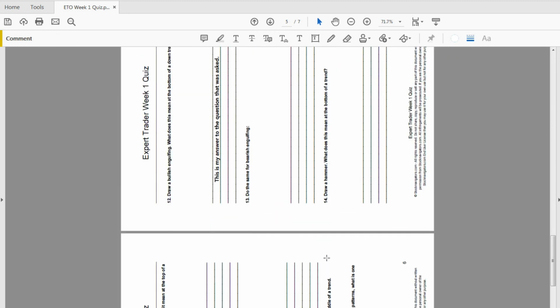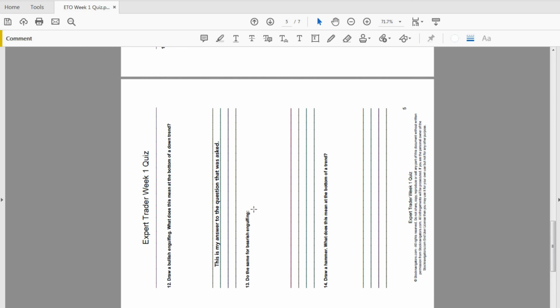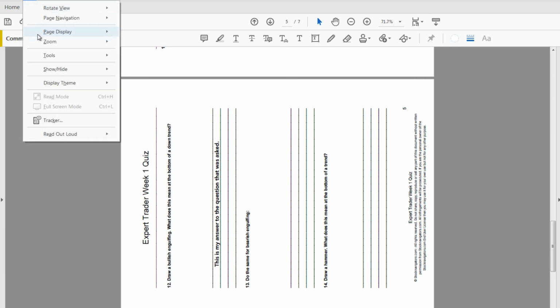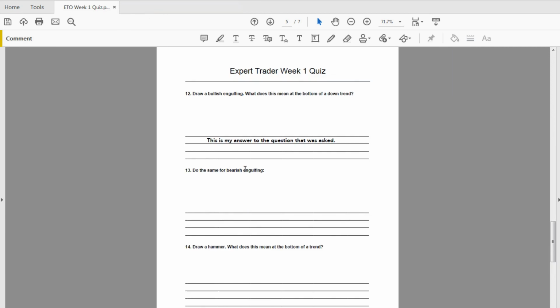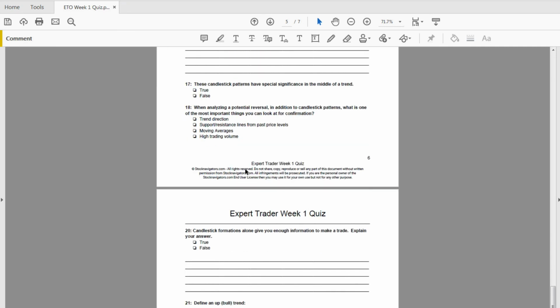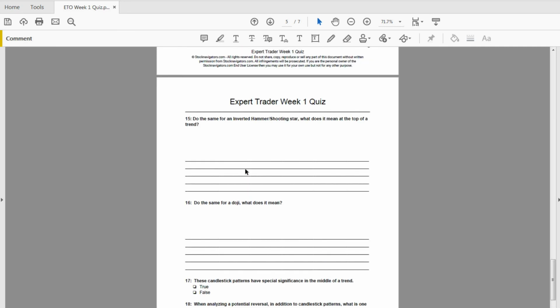By default, the Windows version, unlike the Mac version, only rotates the current page you're on. The Mac version, of course, did not do that, so I am going to have to rotate this back now. Rotate view clockwise. There we go. Now I can actually fill out the rest of my quiz. So that's how you would do this on Windows.